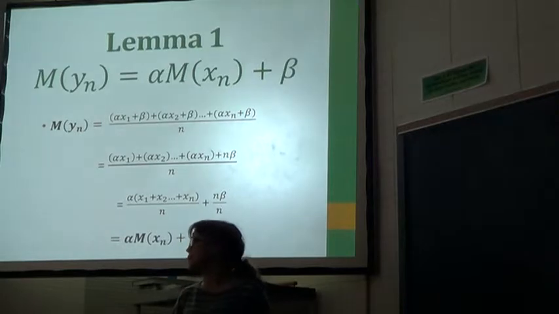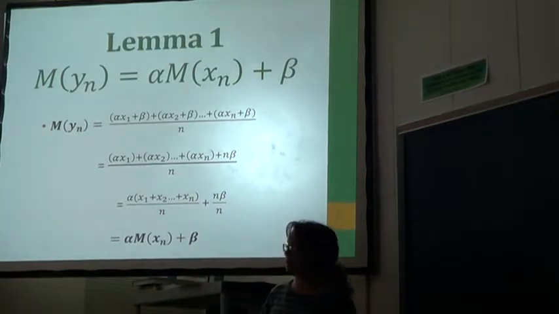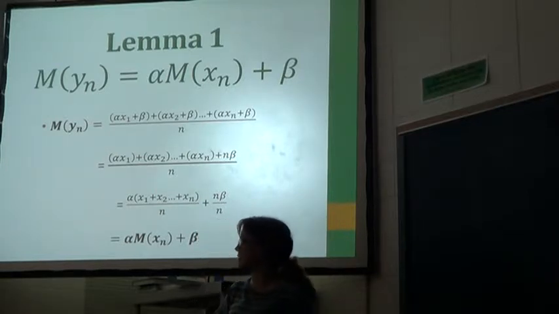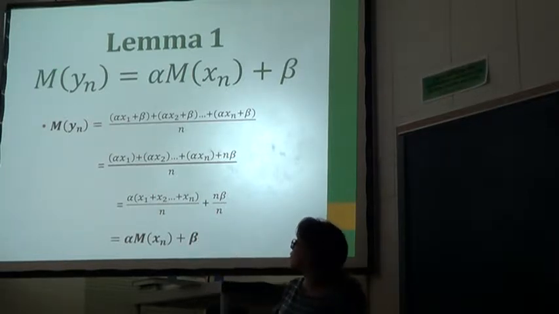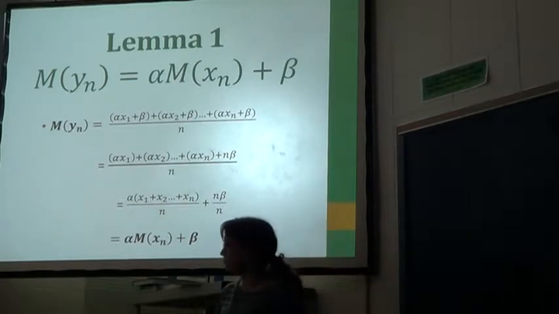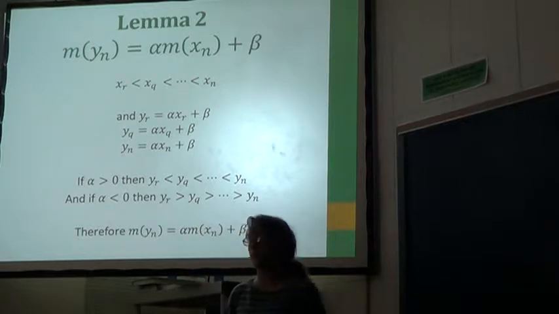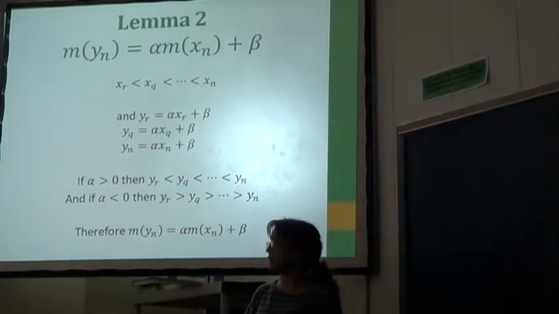We're going to need to use the fact that the mean of y sub n is equal to alpha times the mean of x sub n plus beta in the following proofs, and it is shown here that that is true. And we're also going to need to use the fact that the median of y sub n is equal to alpha times the median of x sub n plus beta.